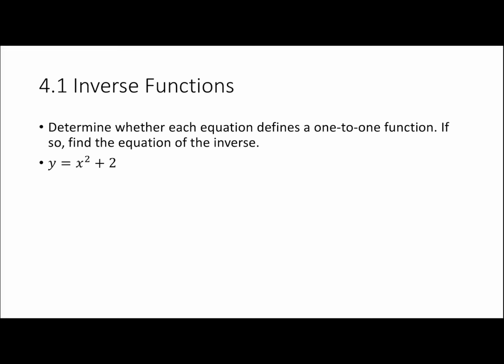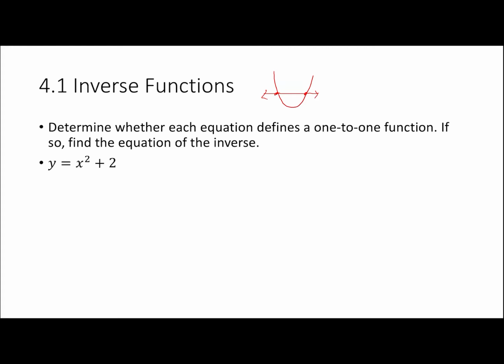So, look at this one. The equation is y equals x squared plus 2. We know, because of the power of 2, it is a parabola shape. Right? And we also know that because it is a parabola, it's not going to pass the horizontal line test. A horizontal line would touch it at 2 different places. And so this one is not one-to-one. And because it's not one-to-one, it's not going to have an inverse.